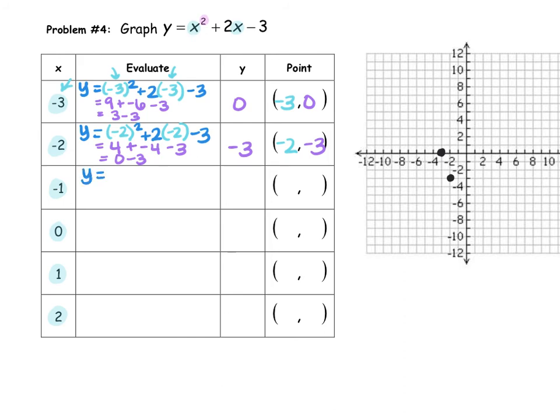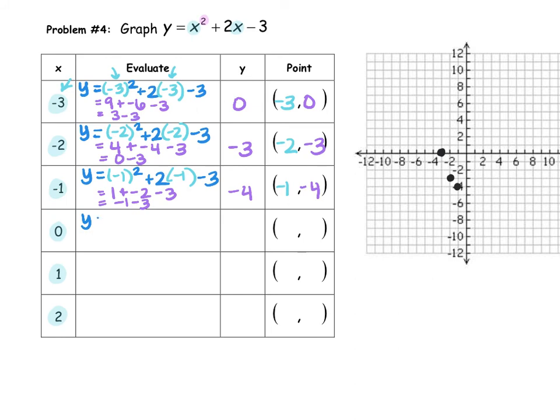Plugging in negative 1 for x. y equals negative 1 squared plus 2 times negative 1 minus 3. Negative 1 squared is positive 1. 2 times negative 1 is negative 2, minus 3. 1 plus negative 2, that's negative 1. Minus 3 is negative 4. So when we plugged in negative 1, we got a y value of negative 4. Negative 1, negative 4 would be right here.